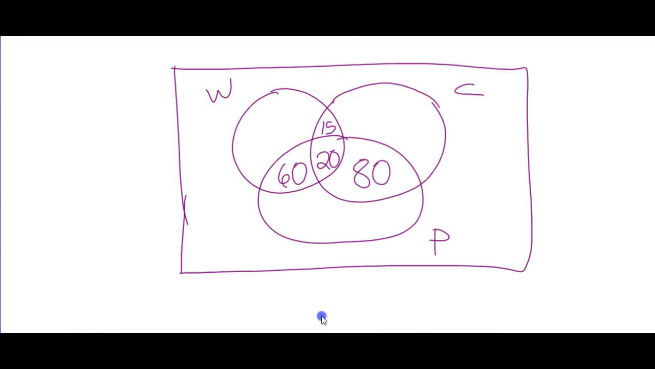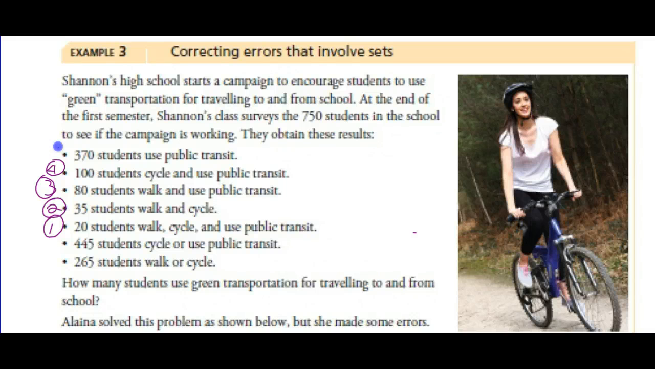Okay, 370 use public transit. Okay, so we've got 160. So that means that 210, that did it, thanks. It's like long distance tech support. So 210 only used public transit. Okay, so that was number 5. What else do we have?